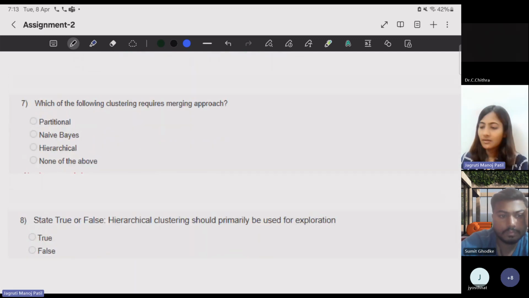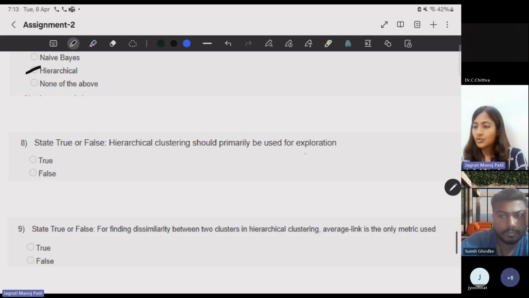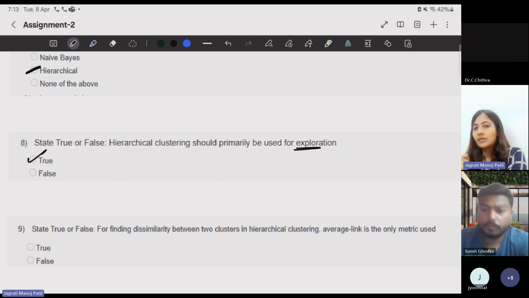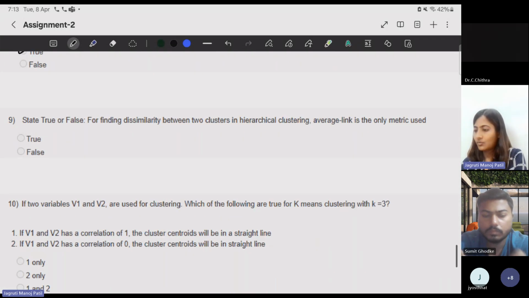Okay, so 2. Next, which of the following clustering requires a merging approach? We didn't do this. The answer for this is hierarchical. We'll look at it in this lecture. So we saw this one during the flowcharts. Hierarchical clustering should primarily be used for exploration. True or false? True. Yes, true. There you don't know anything about the data set and you're trying to just explore the values. You're directly feeding it your data and it will interpolate or extrapolate based on your data. You're not giving it anything, you're letting it do the analysis.